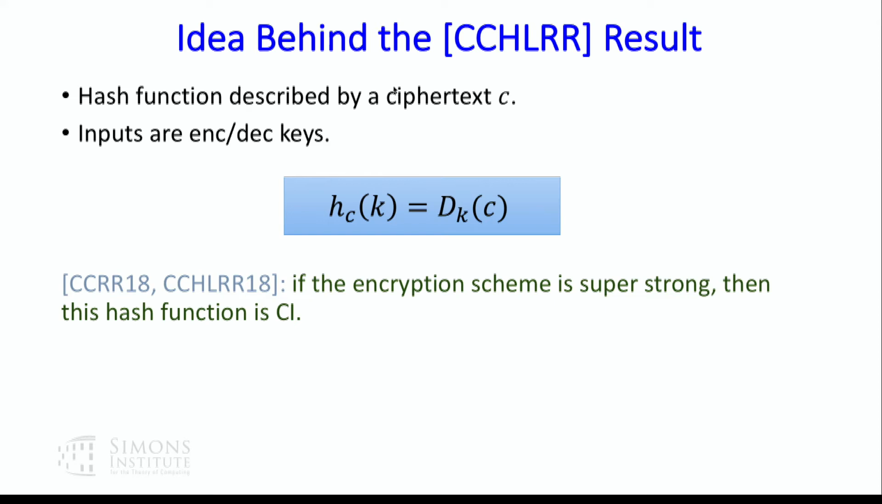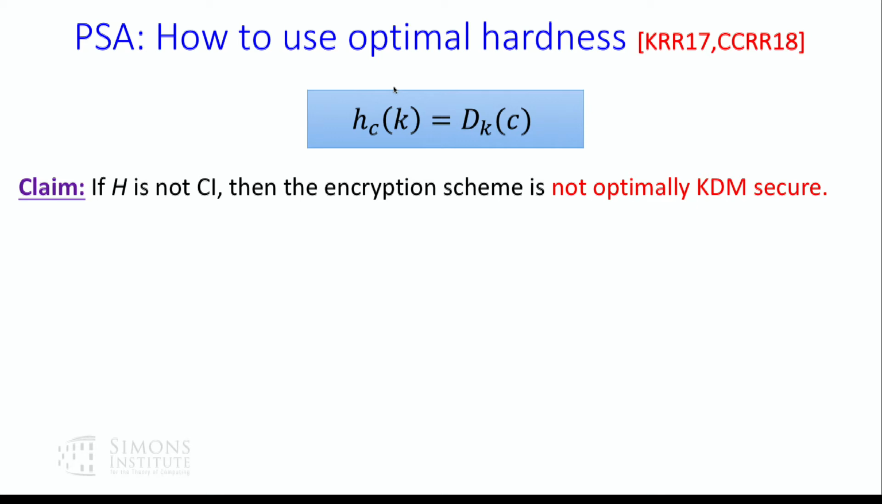So what we're able to show is that if the encryption scheme in question is super strong, namely it's satisfying some sort of optimal security condition, then this hash function is correlation intractable. And depending on how strong of an assumption you make, it can actually be correlation intractable for all relations, giving you Fiat-Shamir for all proofs. But then the assumption is going to be correspondingly very strong. So let me show you how the proof works very briefly. Again, I haven't defined anything, but I think somehow showing the proof is better than showing the definitions.